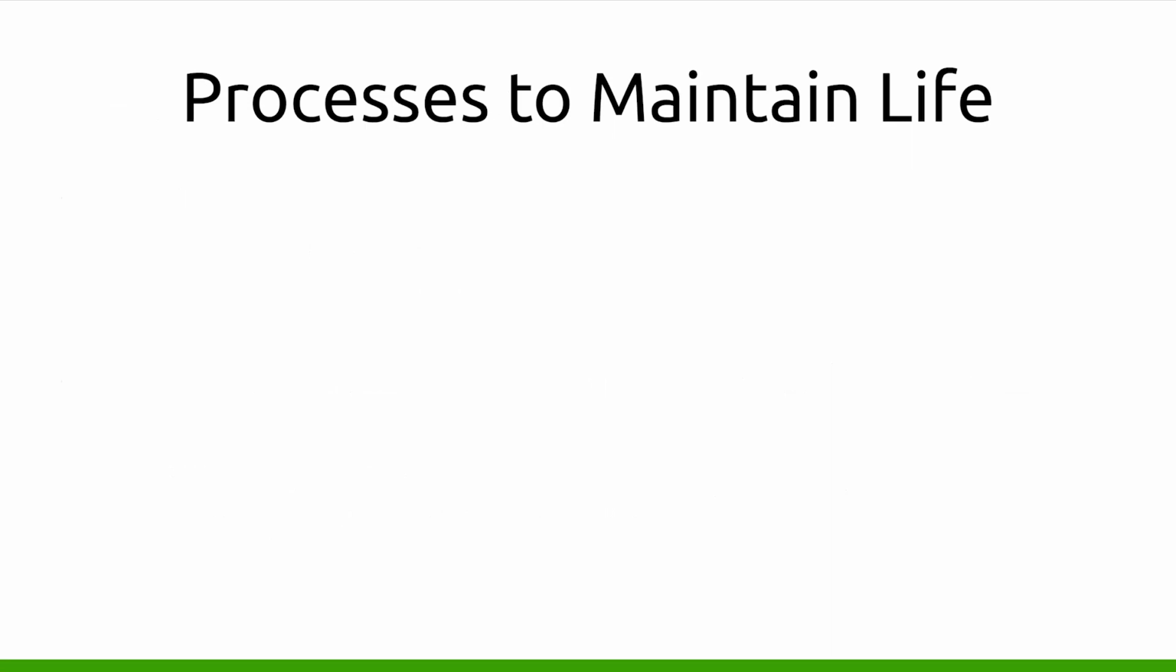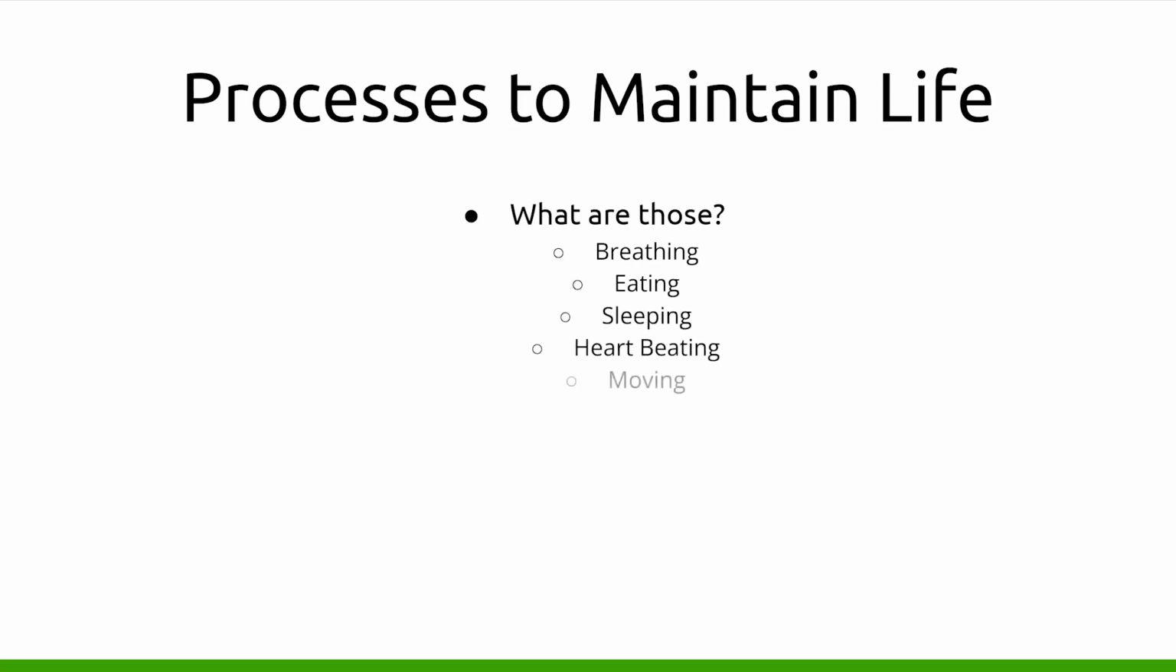Then we have processes to maintain life. What are the processes that are necessary to maintain life? Things that I can think of: you need to breathe, you need to eat, you need to sleep, your heart needs to beat, and you've got to move in some way to be able to access food, for example, to get away from danger. So some type of movement has to occur. And again, how are the macromolecules contributing to each of these processes?